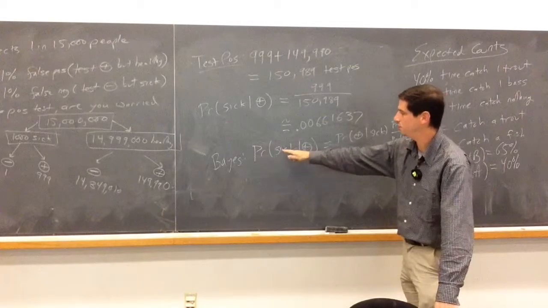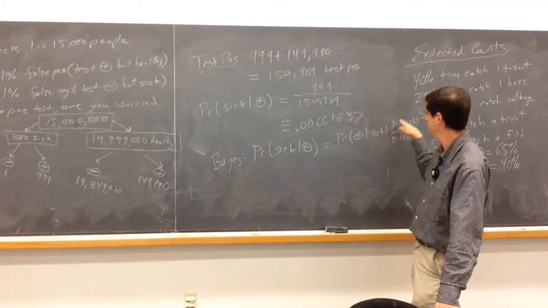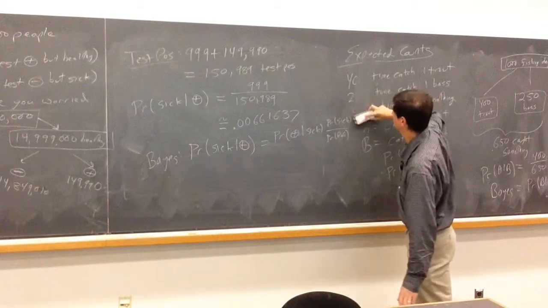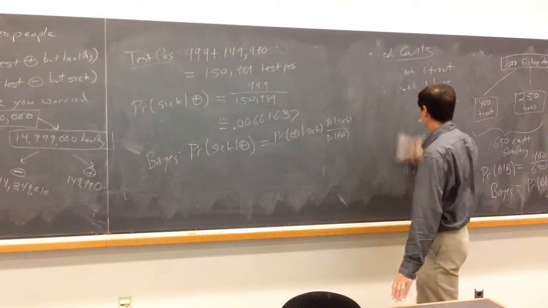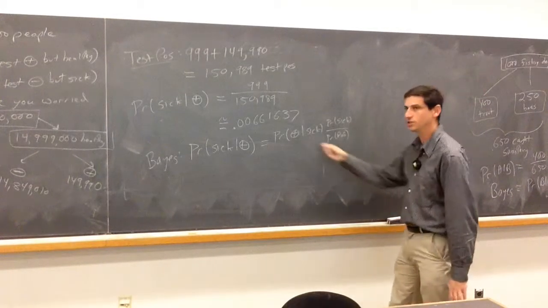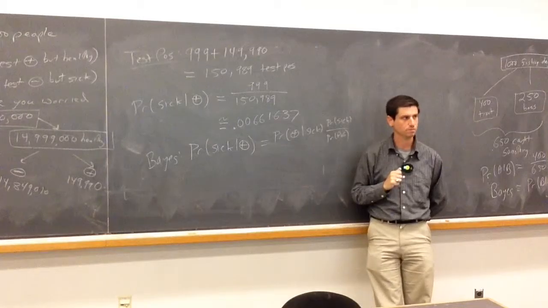So this is coming from the probability of A given B is the probability of B given A times the probability of A over the probability of B. So this is just substituting into Bayes. And so now we just have to calculate these different quantities.